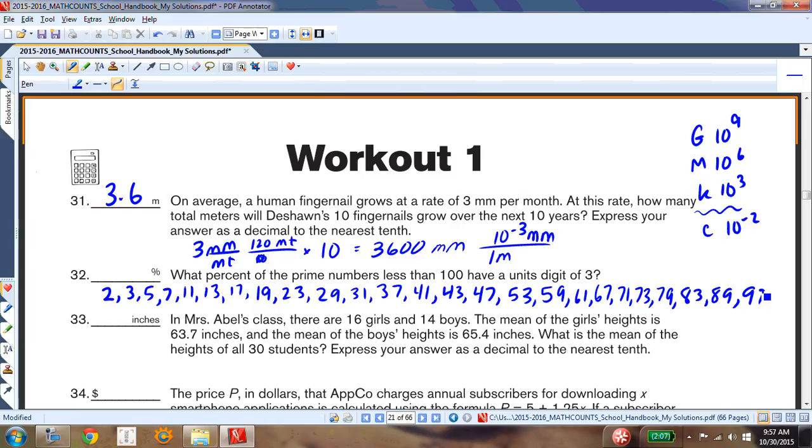So I want to have a units digit of 3. Well, how many of these have a units digit of 3? 1, 2, 3, 4, 5, 6, 7. 7, and then there are a total of 25. So my percent is going to be 7 divided by 25, and that in percentages, 7 divided by 25 times 100 is 28%.